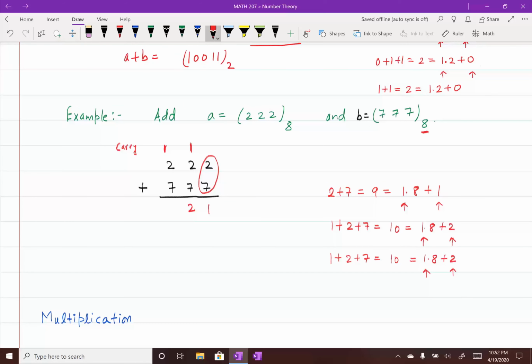So the quotient is 1 here, the remainder is 2 here, so 2 will go here and the quotient will become a carry for the next step. And in the next step we are just adding a 1 here. So the addition of 222 with the base 8 and 777 with the base 8 is going to be equal to 1221 with the base 8.